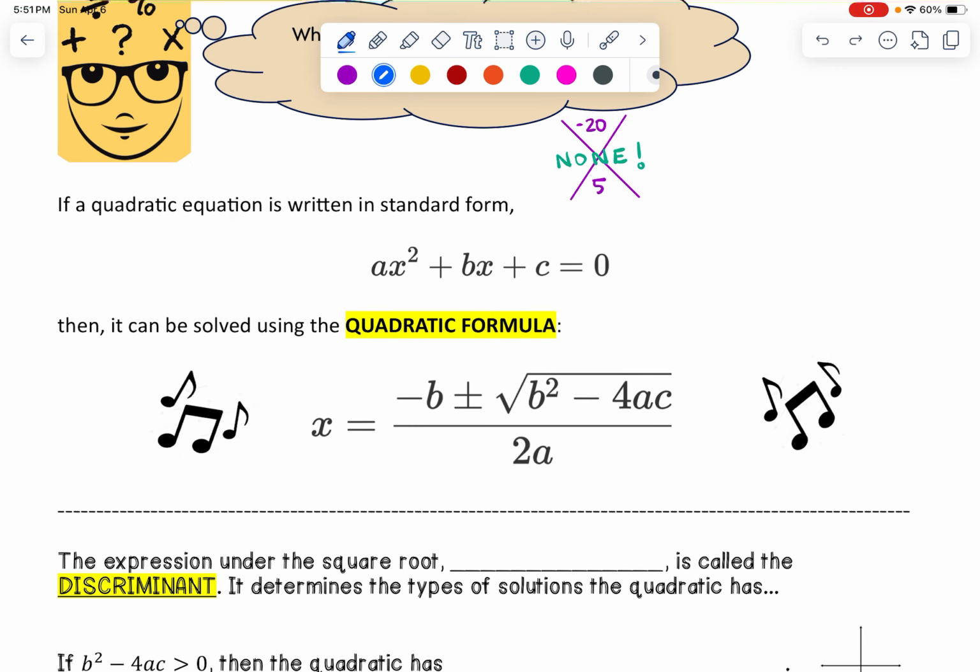X equals negative b plus or minus square root of b squared minus 4ac all over 2a, right?